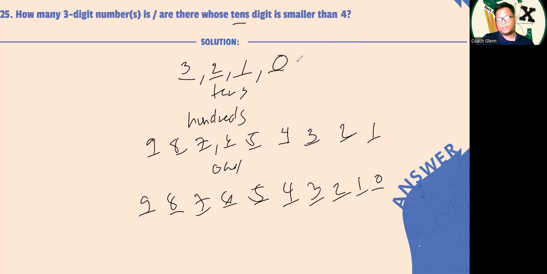So how many choices do we have here? So we have 4 possible choices. Here we have 1, 2, 3, 4, 5, 6, 7, 8, 9. 9 possible choices. And then here we have 10 possible choices. So we just multiply these 3 numbers.